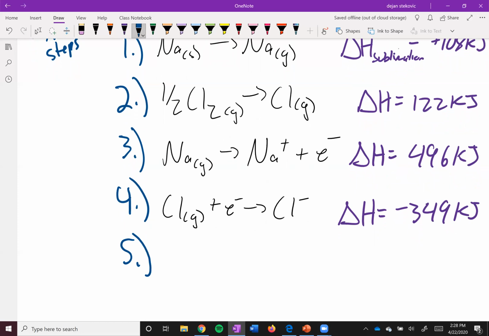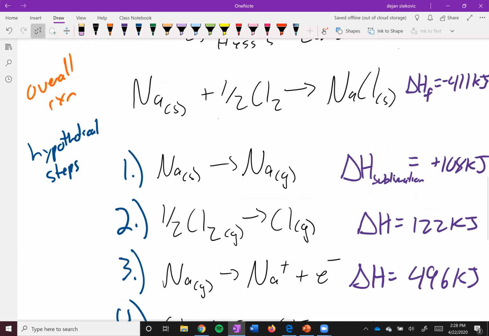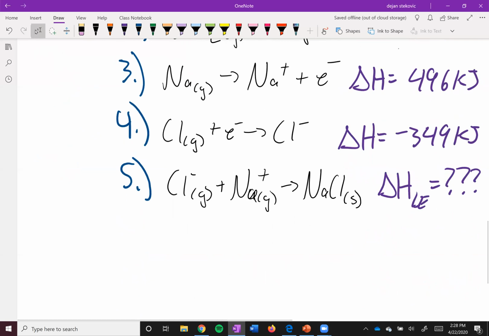And in this fifth and final step, we have the chloride as a gas combining with the sodium plus as a gas to form our solid sodium chloride. And so this delta H is our delta H of the lattice energy. And so we don't know what this is. We can't measure this directly. But what we do know is that the overall reaction must be a sum of its steps. So this delta H of formation must be the sum of all 5 of these steps.